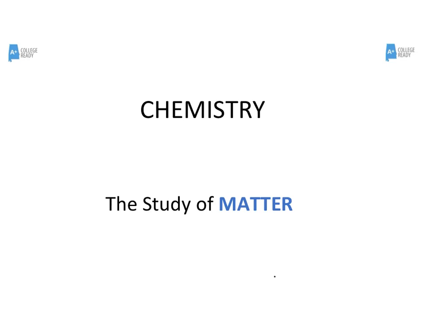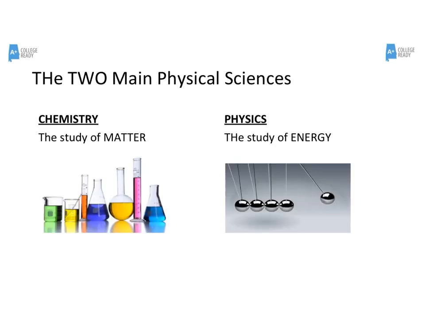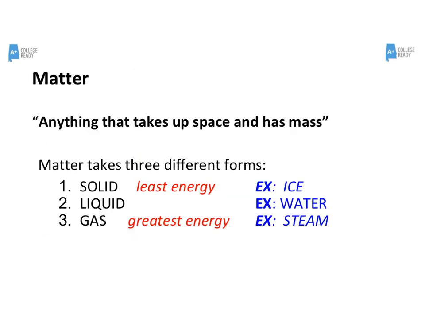Chemistry is the study of matter. There are two main physical sciences, chemistry and physics. Chemistry is the study of matter and physics is the study of energy, so put the two sciences together and you cover the entire universe. Matter is anything that takes up space and has mass. Matter takes three different forms: solid, liquid, and gas, with solids having the least energy and gases having the greatest energy.